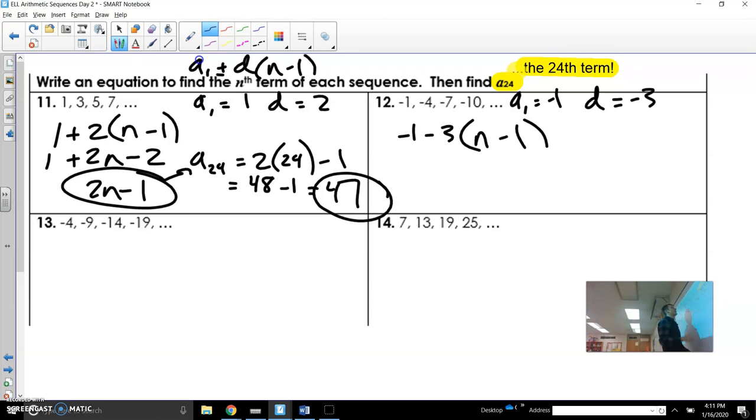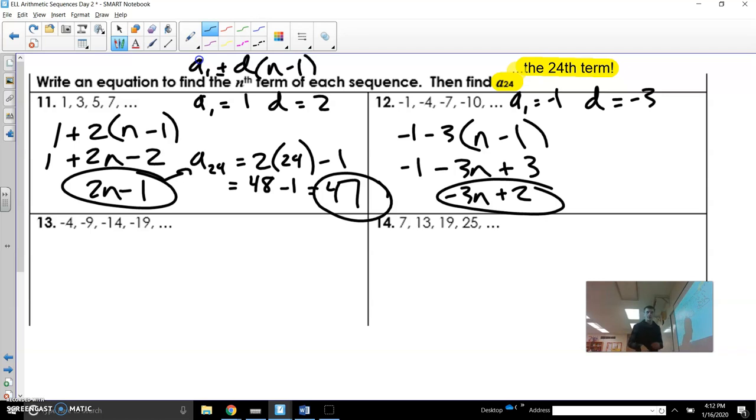And then I'm distributing into n minus 1. So let's distribute. Negative 3 times n, negative 3n. Negative 3 times negative 1, positive 3. And again, I want to combine like terms. Negative 3n doesn't have any like terms, but negative 1 plus 3 is positive 2. And so now that I have my formula that will generate the sequence, I want to plug in 24, because I want the 24th number in the sequence.